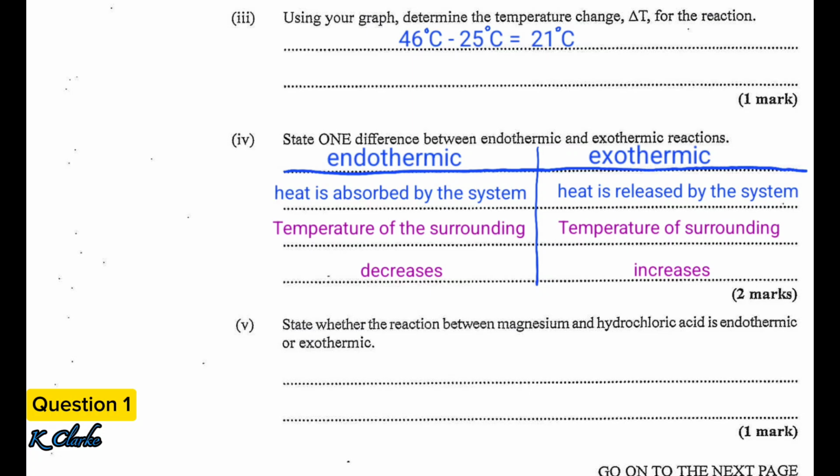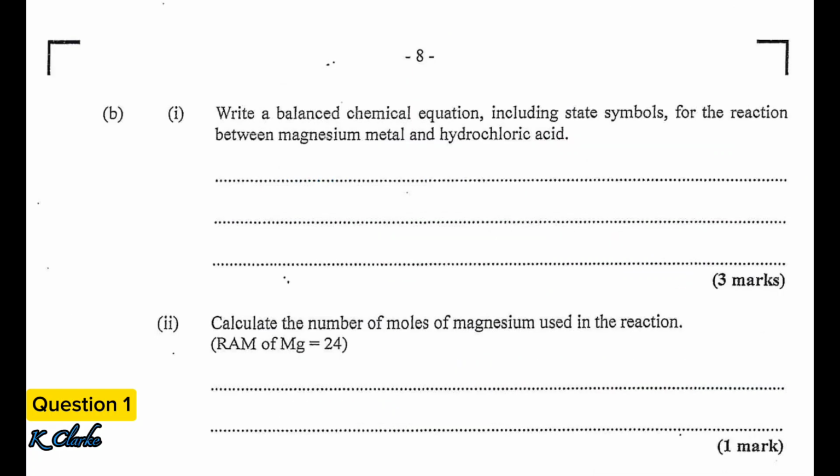Part 5. State whether the reaction between magnesium and hydrochloric acid is endothermic or exothermic. The reaction is exothermic since there is an increase in temperature. B. Part 1. Write a balanced chemical equation including state symbols for the reaction between magnesium metal and hydrochloric acid.